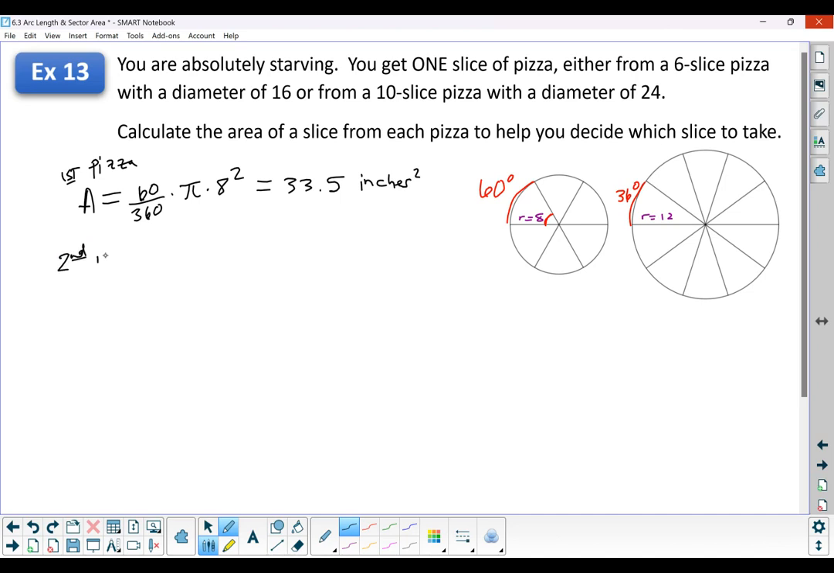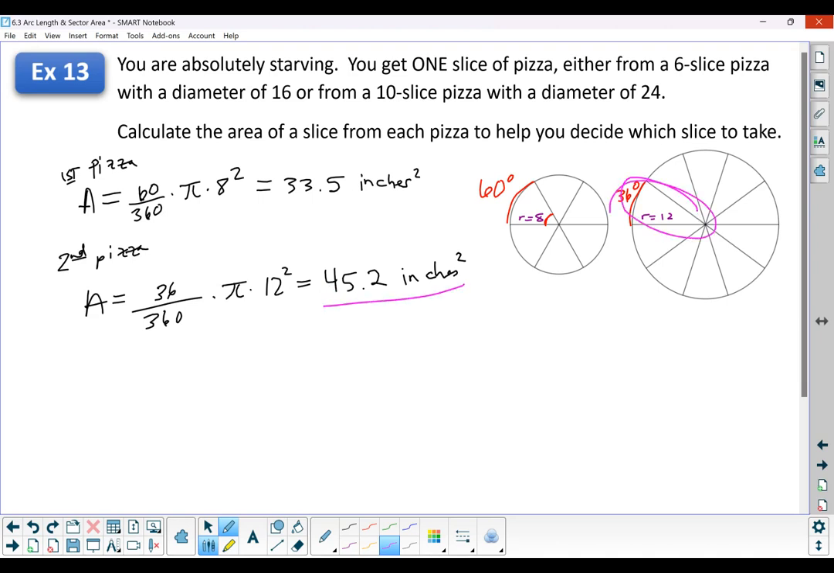And from the second pizza, the angle is 36 degrees. And the radius is 12. So that's 45.2. So definitely, if you're starving, you should pick the pizza slice from the larger pizza.